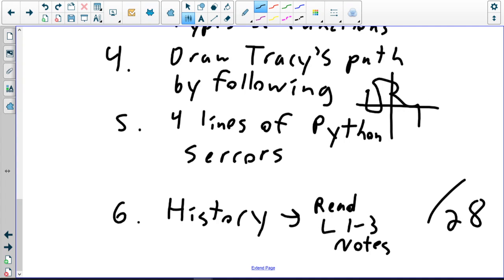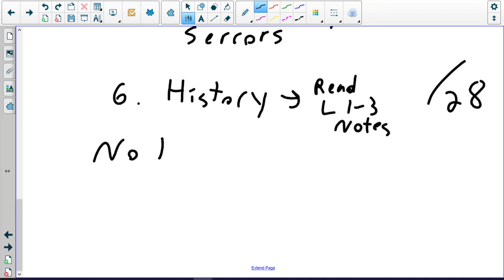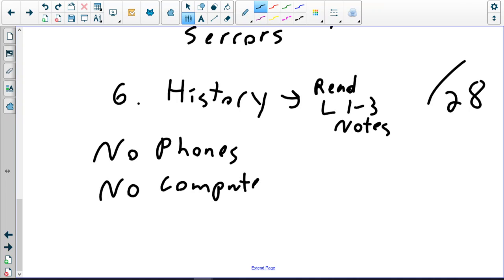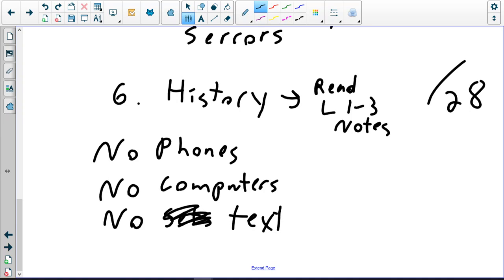Now for the quiz, no phones. Put your phones on the side of the room. No computers. You should be able to do this from memory, and no notes. Just sit at your desk, take the quiz, and hand it into the slot. No texts. So don't use any phones, computers, notes, or texts, and then just put it in the slot, and then you can work on your CodeHS when done.